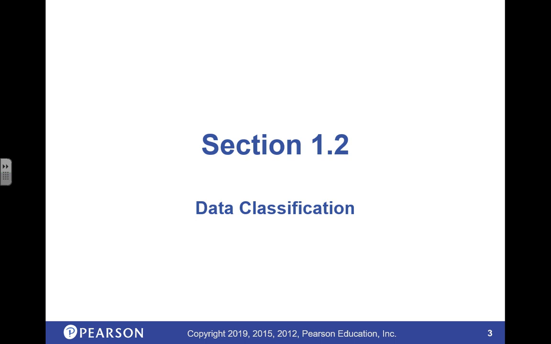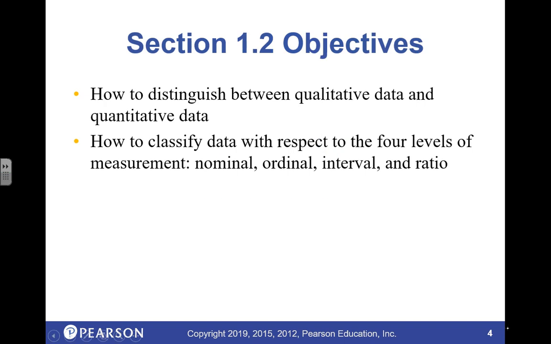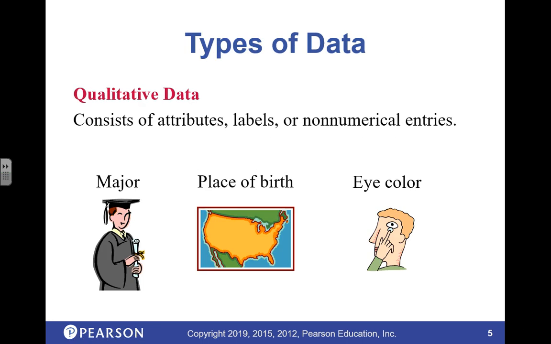In section 2, we'll be looking at data classification. We'll group data into different categories based on what type of data we're looking at. We'll look at how we distinguish data as qualitative versus quantitative. And then we'll look at different levels of measurement, whether data is nominal, ordinal, interval, or ratio. So when we see data, we want to recognize which of these categories it fits into.